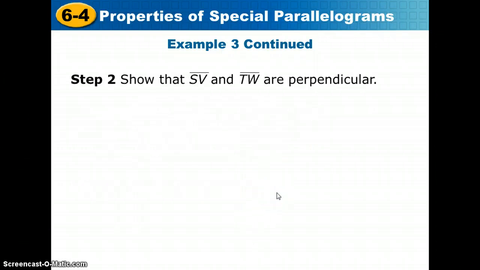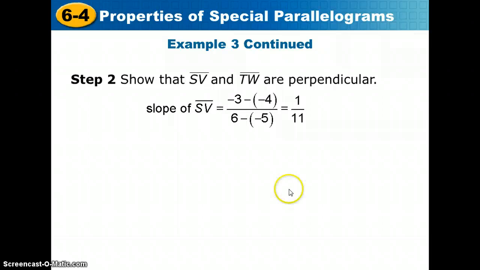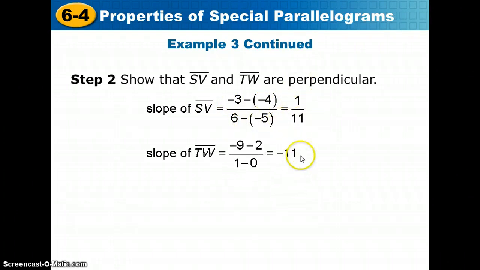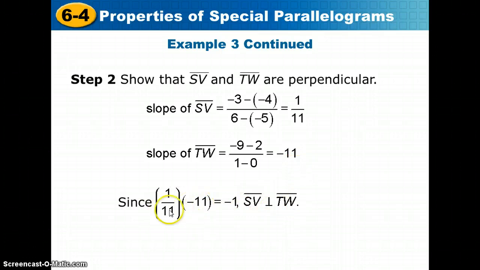Step 2 is to show that they're perpendicular. We do that by showing that they have opposite reciprocal slopes. So why don't you find the slope of SV and the slope of TW. You can either use rise over run to count that on your graph, or you can use the slope formula, and then check our answers. The slope of SV should be 1 over 11. Negative 3 minus negative 4 and 6 minus negative 5 gives us 1 over 11. The slope of TW is negative 11. We get negative 11 over 1. These are opposite reciprocals of one another, so they multiply to give us negative 1. So SV is perpendicular to TW.